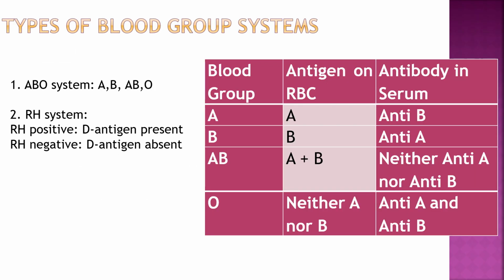So in this chart you can see group, antigens present on RBC, and antibodies. In A group, A antigen is present on RBC and anti-B antibody is present in serum. In B group, B antigen is present on RBC and anti-A antibody is present in serum. So the antibody present in the serum is opposite of the antigen. These anti-A and anti-B are called natural antibodies. In AB group, both A and B antigens are present on RBC, so no antibody is present in serum. In O group, antigen is not present, either A or B, so both anti-A and anti-B antibodies are present in serum.